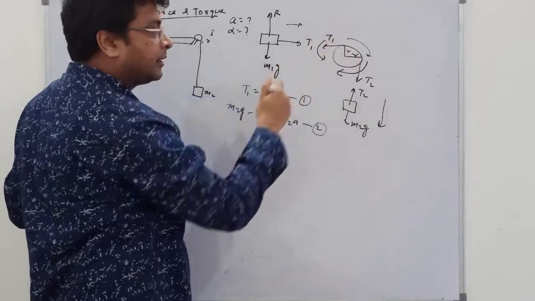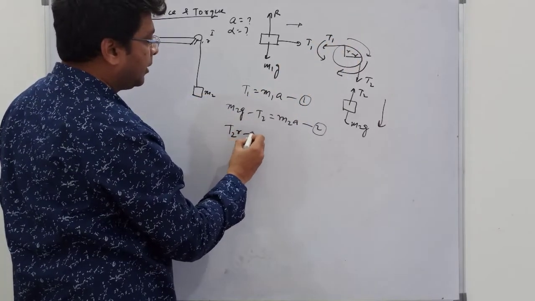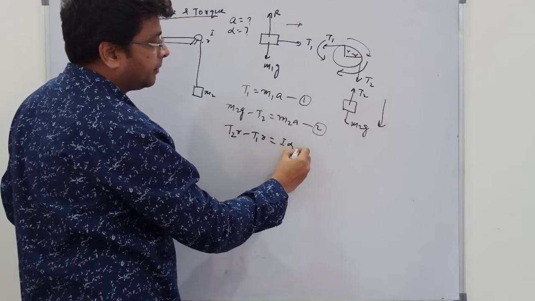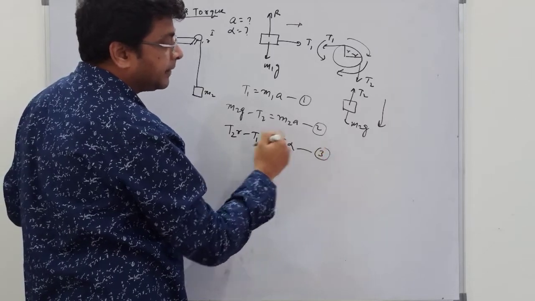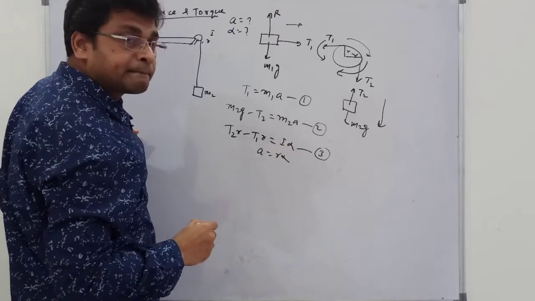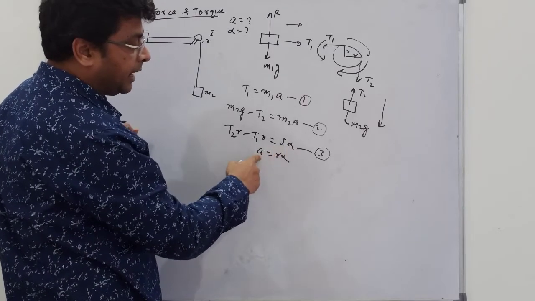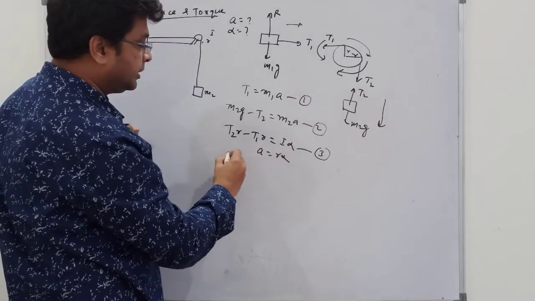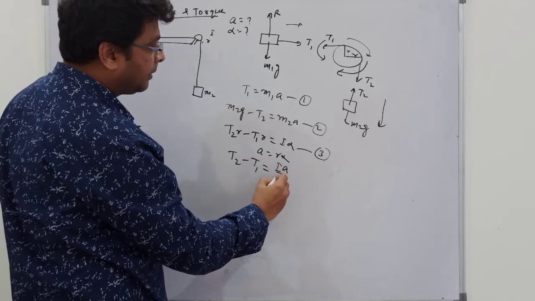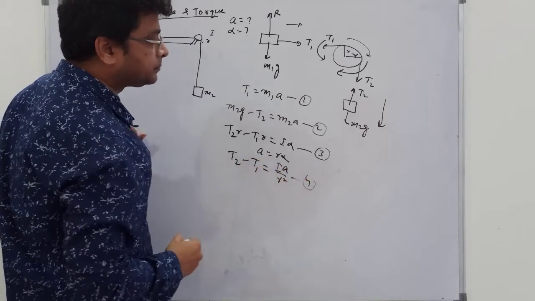This way it is rotating. So net torque will be T2 R minus T1 R. This is the net torque. That is equal to I alpha. Equation 3. Now we know that A is equal to R alpha. I am replacing alpha by writing A by R and taking R down. So I'm getting T2 minus T1 is equal to I A by R square, equation 4.